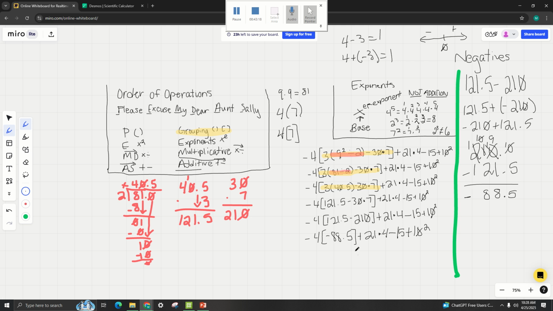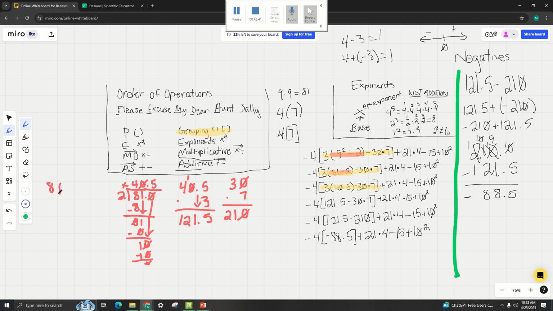I probably should have come up with some problems and checked them first before recording this, but I'm almost 45 minutes in, so no going back now. So a negative number times a negative number gets us a positive number. So I'm going to try and get rid of this negative now. No more negatives. So let's do 88.5 times 4. We'll just leave it at that. We'll leave the negatives off because I already know my answer is going to be positive.